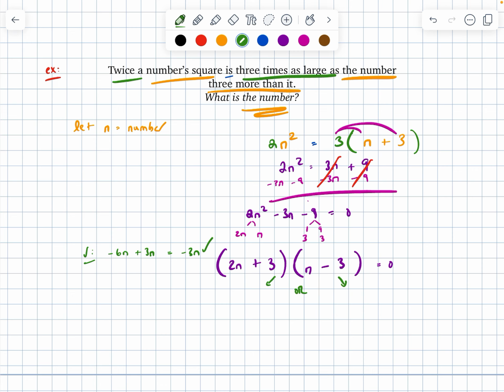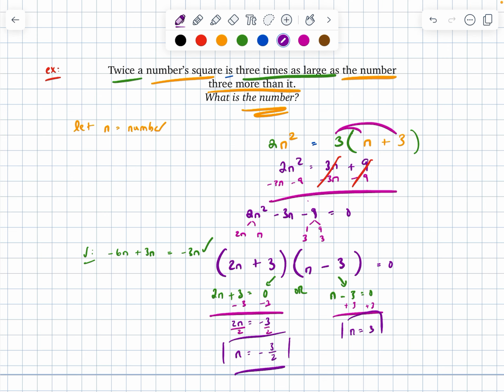Cool! Now that I've got my factors, all I need to do is split her up using the 0 property. So by the 0 property, if these two things multiply to get 0, one of them must be 0. So if 2n plus 3 is my 0, I can start by subtracting 3 from both sides. Here 2n would be equal to negative 3. Dividing both sides by 2 reveals that my first possible value of n is negative 3 halves. In my second option, if n minus 3 is equal to 0, adding 3 to both sides here, my second option for n could be positive 3.